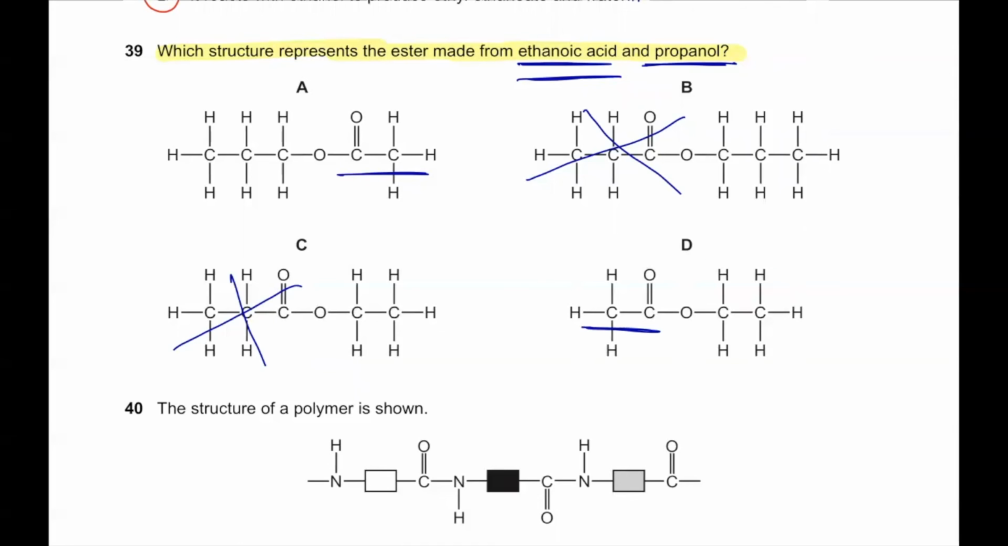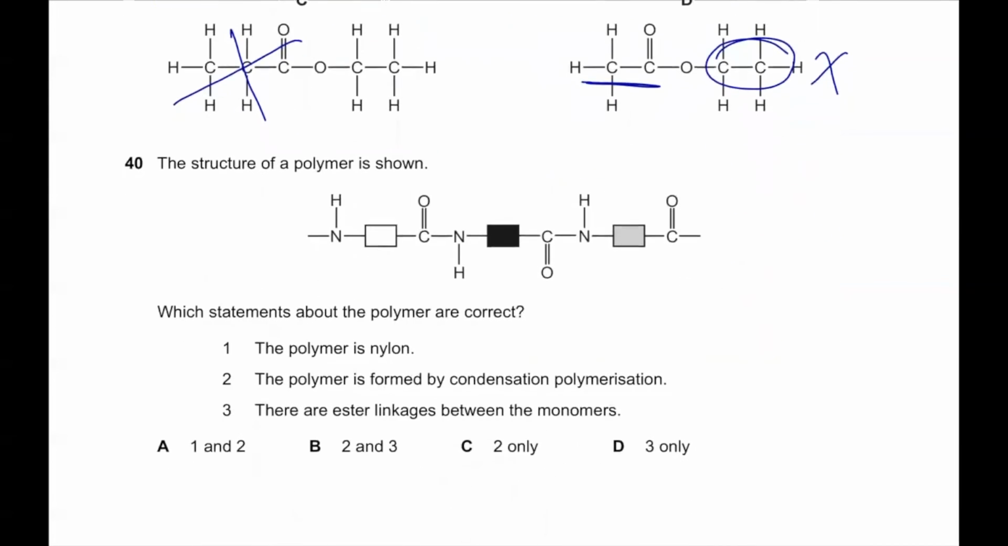Now, the second is propanol. We're looking for propanol. Propanol means 3 carbons in a row. And then there is going to be a single bond for the alcohol. So 3 carbons in a row, we can see 2 carbons in a row, so wrong. And definitely A is the correct answer. We can get it correct even if we don't know organic chemistry, by this particular method.